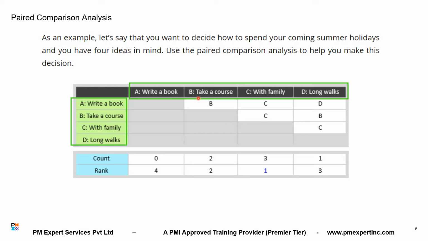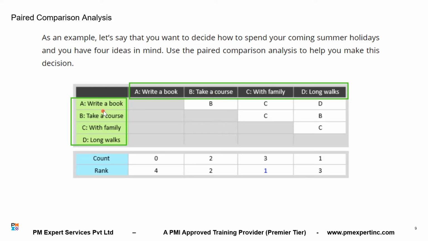I'm only explaining the technique through this method. Don't ask me why write a book is more important than take a course. It is a business decision, that take a course is more important than write a book. So I have put B here. Is that okay? Is that fine, guys? Yes.